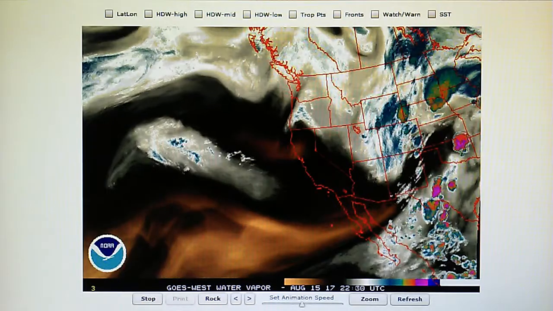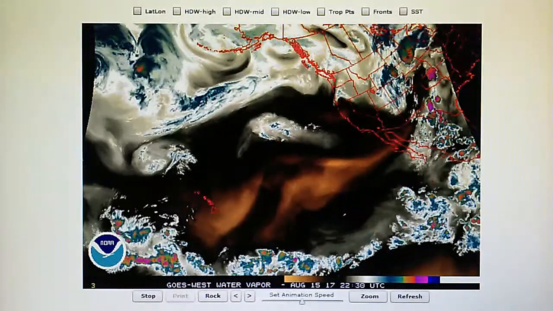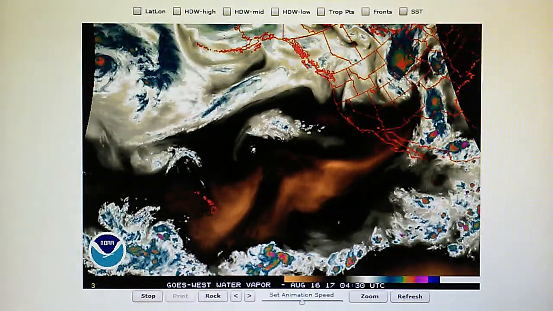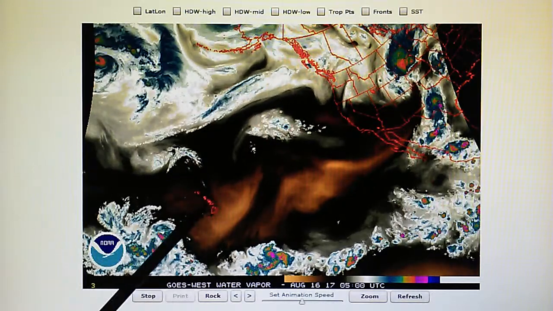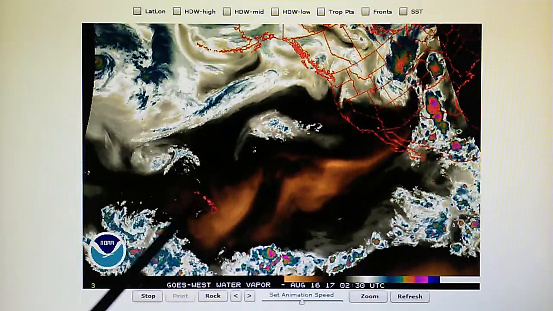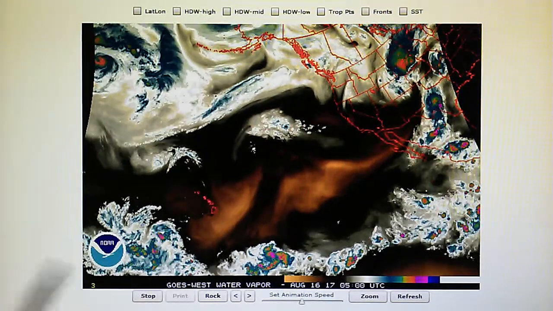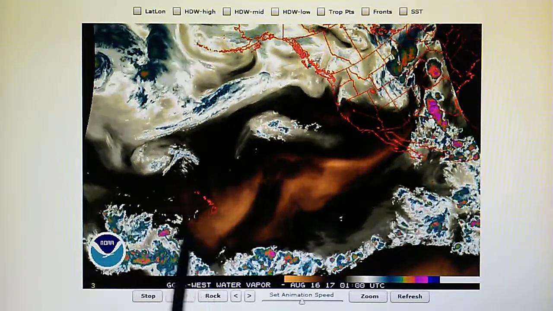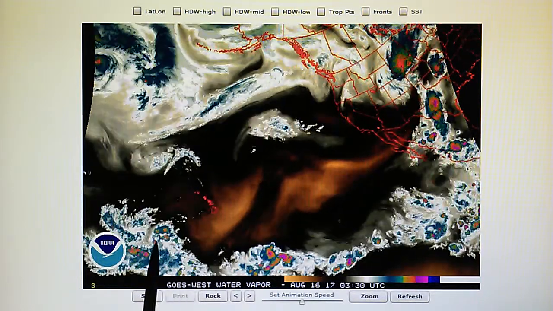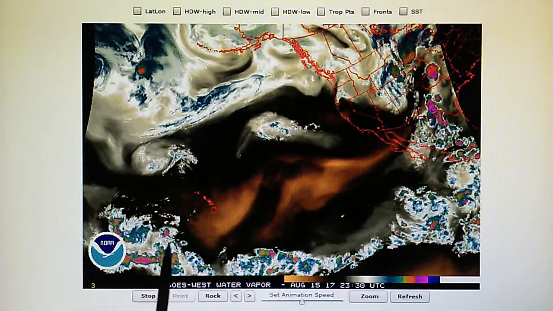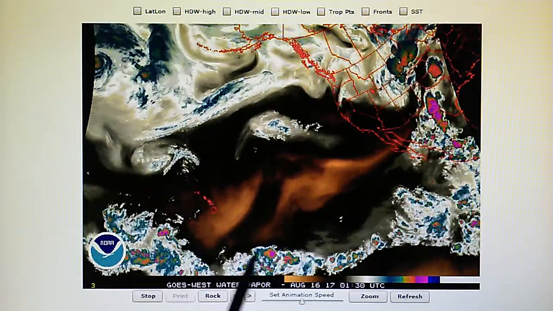All right, let's take a look at the big map, the northeast Pacific water vapor loop. Now the same thing is occurring right here northwest of the Hawaiian Islands. And of course the Hawaiian Islands are always protected from any sort of severe weather. We've got a lot of thunderstorm activity down to the south and off to the southwest of the islands. But no matter what, these islands are always protected from hurricanes.